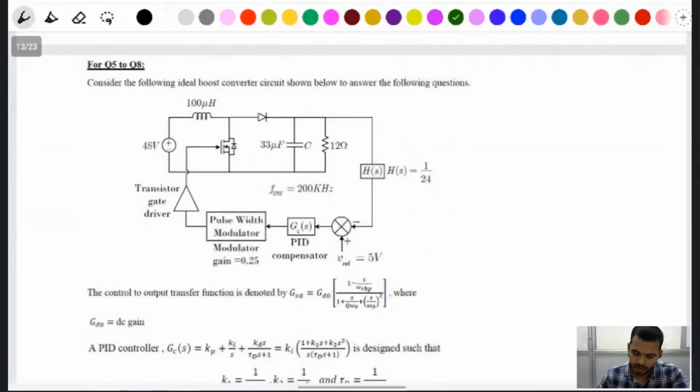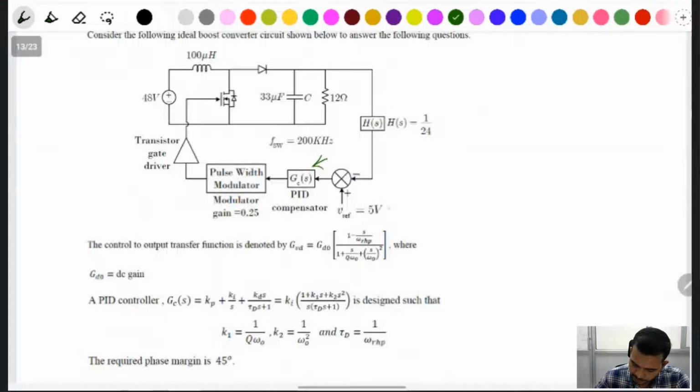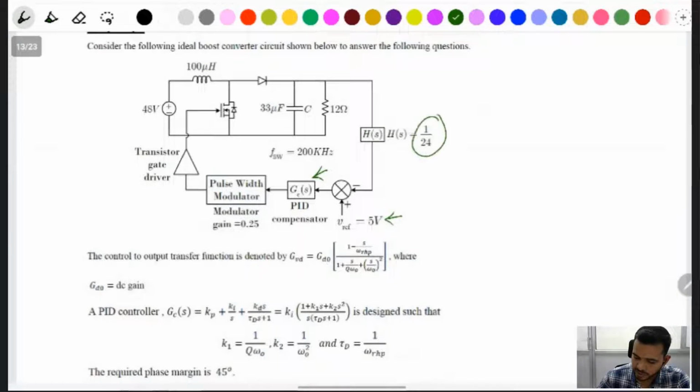Okay. Question number 5 to 8 is given. Consider the following ideal boost converter circuit shown below to answer the following questions. Here also the boost converter and a PID controller are used. Here the reference is 5 volt, it means output reference 5 volt but multiplied by 24 in the output. That means if you find the output voltage as 5 into 24, this one is the output voltage, 120 volt.